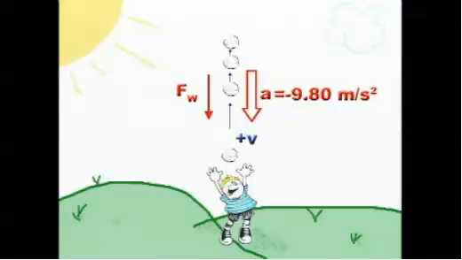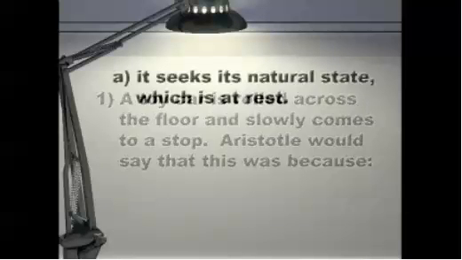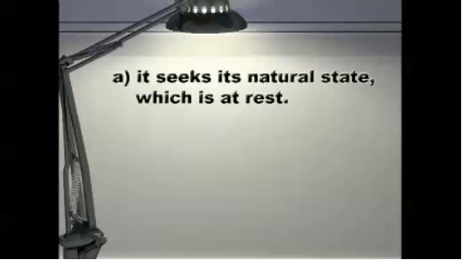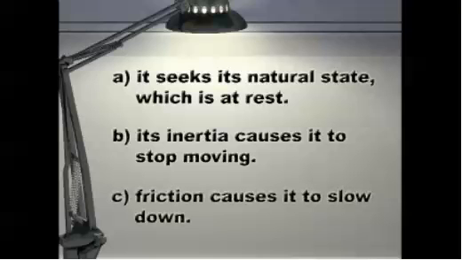But now it's time to show what you know. Jot down your answers only. Your local teacher will go over the answers with you. Question number 1 is, a toy car is rolled across the floor and slowly comes to a stop. Aristotle would say that this was because A, it seeks its natural state, which is at rest. B, its inertia causes it to stop moving. C, friction causes it to slow down.